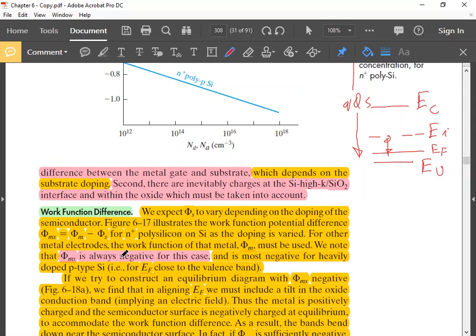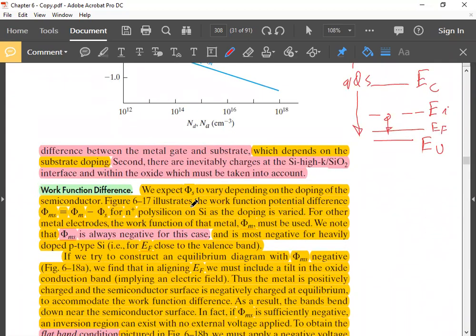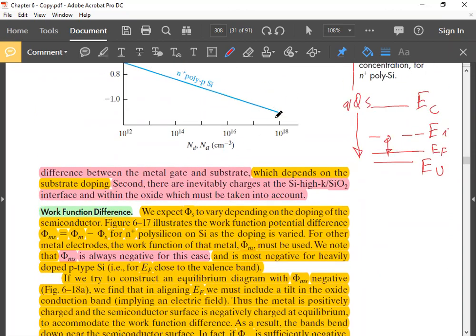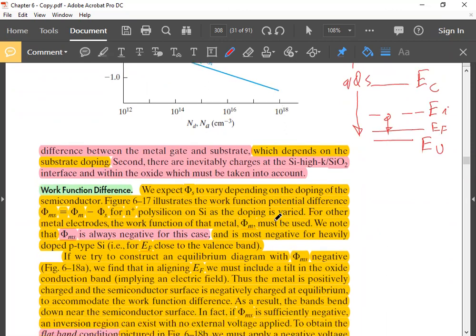But typically, phi ms is always negative. We note that phi ms is always negative for this case, but also for metal gates, phi ms is negative. So in all our calculations, we will assume phi ms is negative, and it is most negative for heavily doped p-type silicon. That means for heavily doped p-type silicon, this is the most negative. That is actually obvious from the figure.